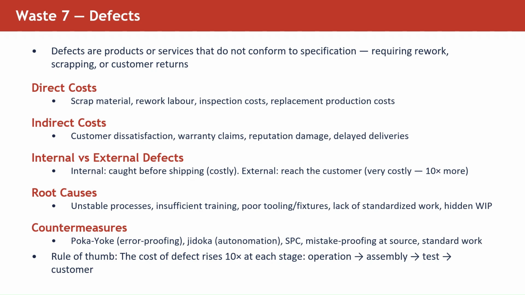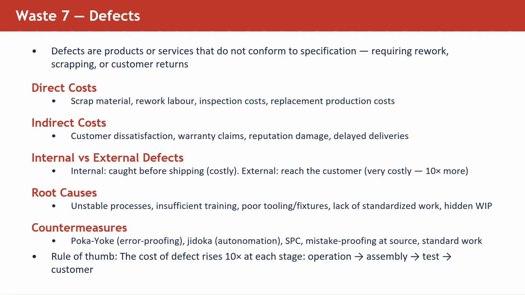Now, what are the different types of defects that we can have? Internal failure is caught before shipment, expensive but manageable. External failures reaching the customer are potentially catastrophic to the industry. Now, what could be the root causes? The root causes can be process instability, lack of standard work, insufficient training, and complex assemblies with high error potential.